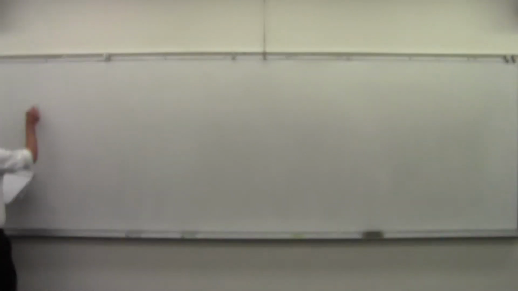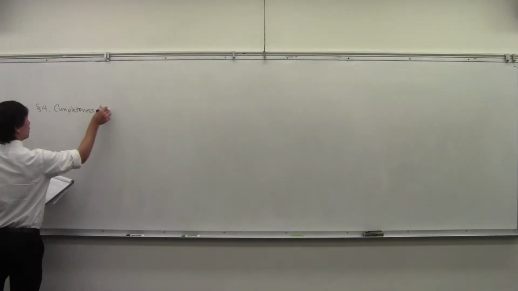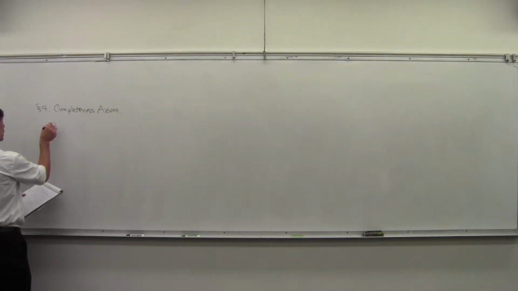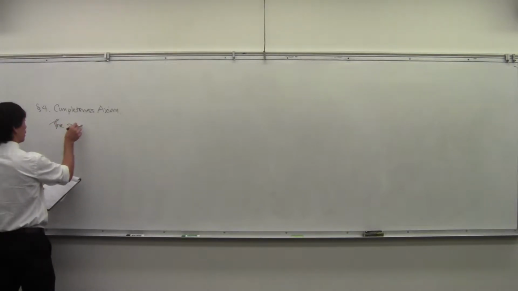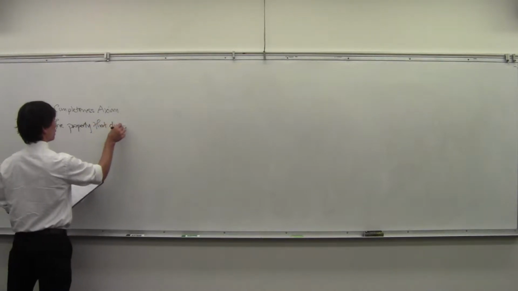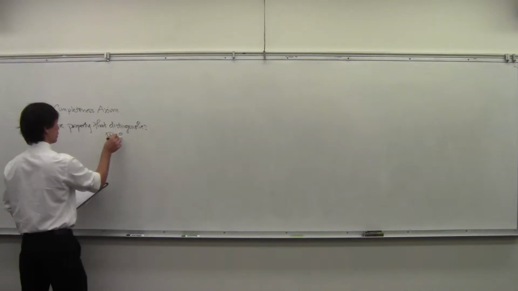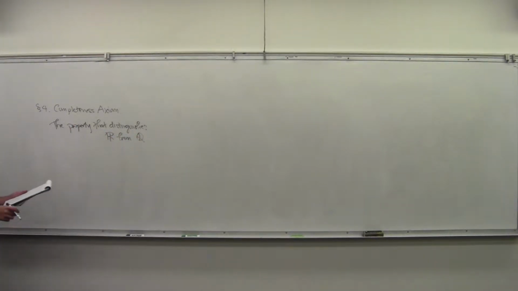Section 4, the completeness axiom. Okay, so like I said, this is the property that distinguishes R from Q. This is what makes R R.